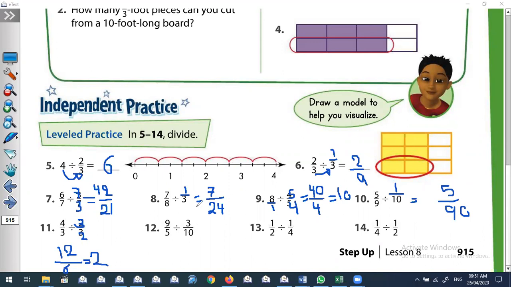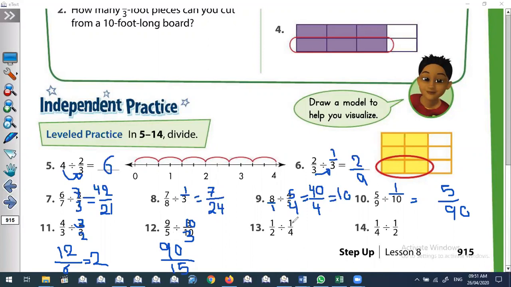The next one, we are going to flip the second one. 3 over 10 will be 10 up over 3 down. 9 by 10 is 90. 5 by 3 is 15. And you can simplify if you want.